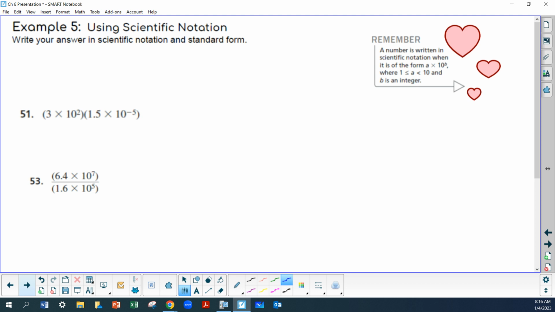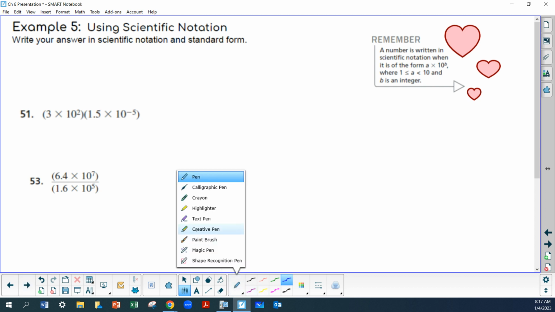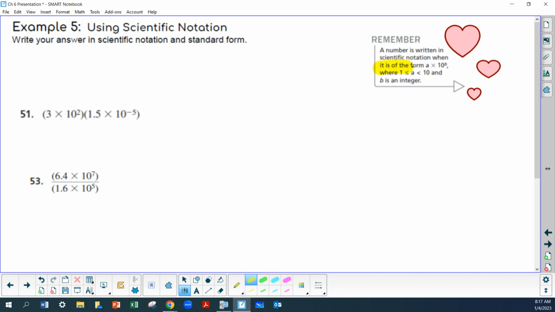All right. On to scientific notation. We could put scientific notation in our calculators, but I'm going to show you how to do it by hand, using the rules. So another thing to highlight is we want a form a times 10 to some power. A has to be a number between 1 and 10. That means it's single digit. There only can be one digit to the left.